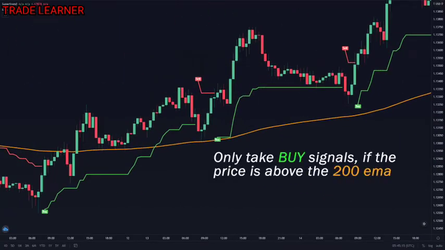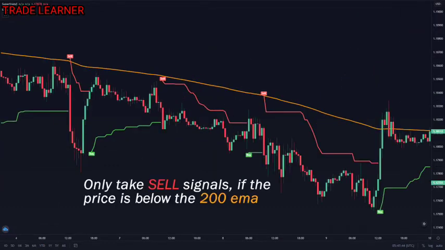This is how you trade the strategy. You only take buy signals from the SuperTrend when the price is above the 200 EMA line, and you only take sell signals from the indicator if the price is below the 200 EMA line. Let me give you an example.